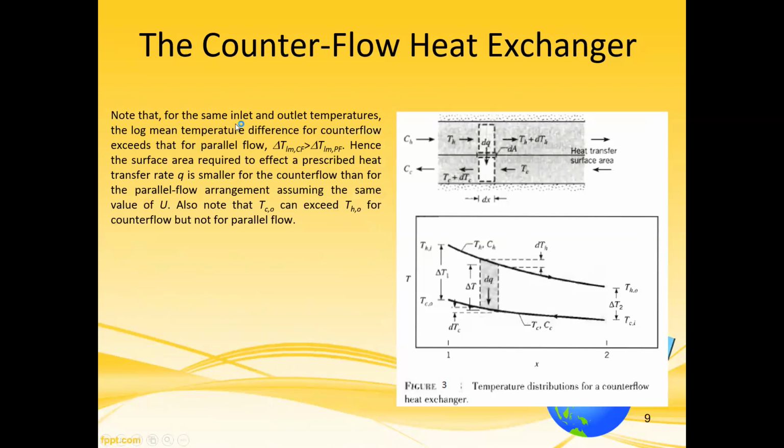Note that for the same inlet and outlet temperatures, the log mean temperature difference for counterflow exceeds that for parallel flow: delta T_lm,CF is greater than delta T_lm,PF. Hence, the surface area required to effect a prescribed heat transfer rate is smaller for the counterflow than for the parallel flow arrangement, assuming the same value of U. That is why counterflow is common: the area is smaller. Also, note that Tc,o can exceed Th,o for counterflow but not for parallel flow.